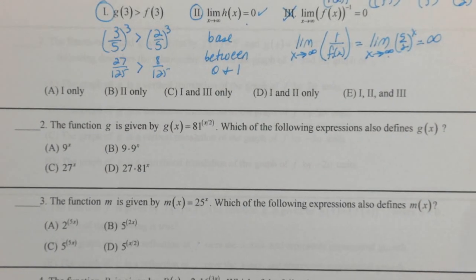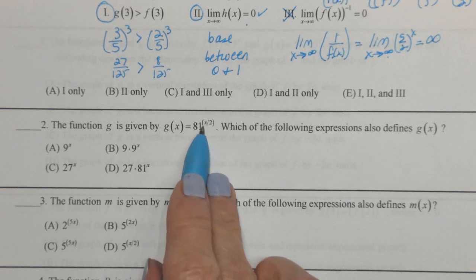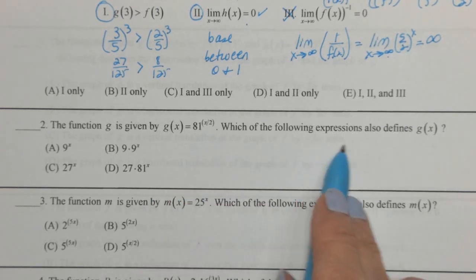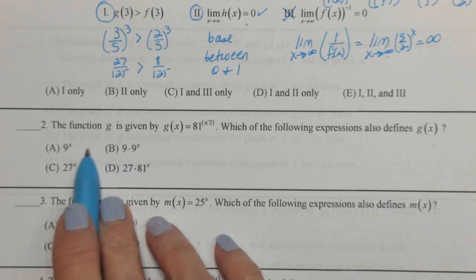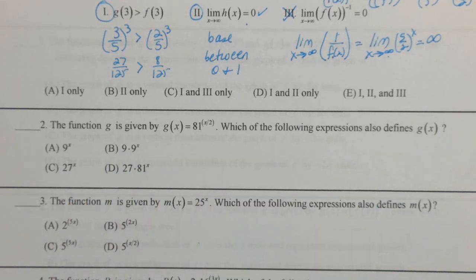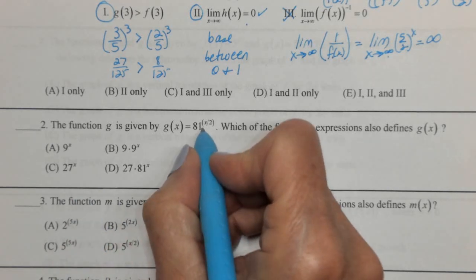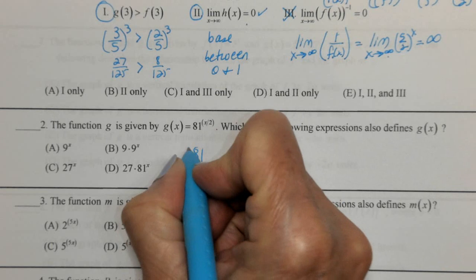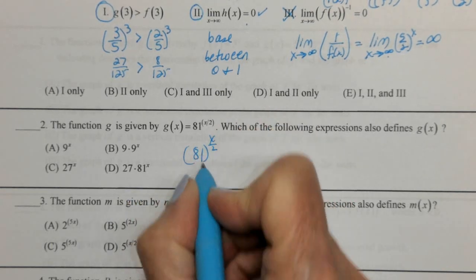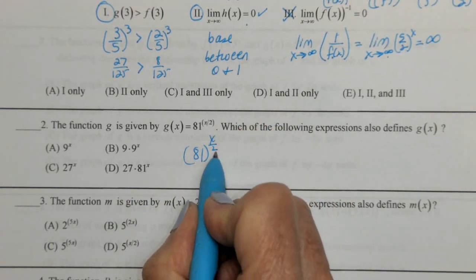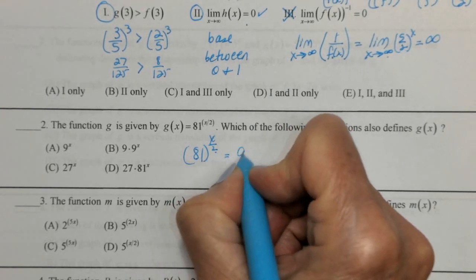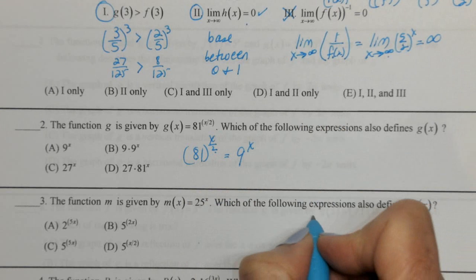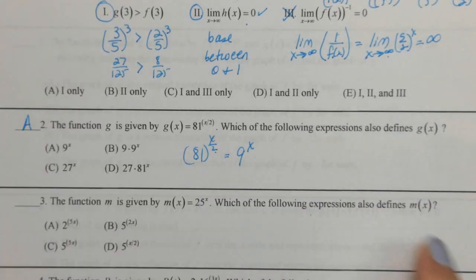Number 2. G is given by 81 to the x over 2. Which of the following expressions also defines G? I take a look at the expressions, and some of them have a 9, some have a 27. Let's take a look at this. I have 81 to the x over 2. That means the square root of 81 all to the x power. The square root of 81 is 9 to the x power. That's choice A. That was an easy one.